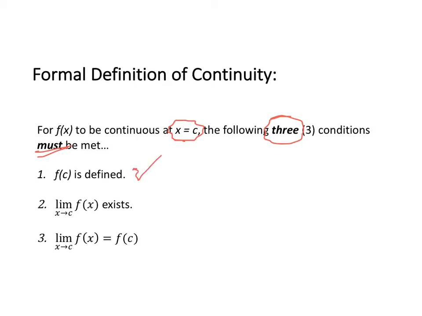So the function has to be defined, the limit has to exist, and the limit has to equal the value of the function at that point. All right? So the function is defined, the limit exists as x approaches c, and the limit as x approaches c is equal to the function value at c.